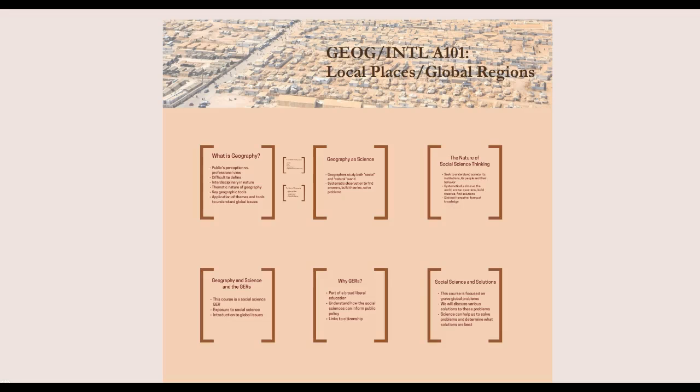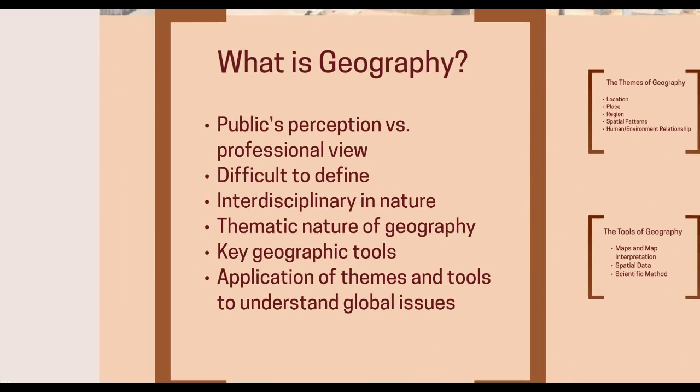In this first social science thinking unit, we're going to talk a little bit about the discipline of geography and how the discipline of geography is related to the sciences and the social sciences in general. This lays some of the groundwork for this course, which is of course a GER course that has a social science emphasis in it. So let's first just talk a little bit about geography.